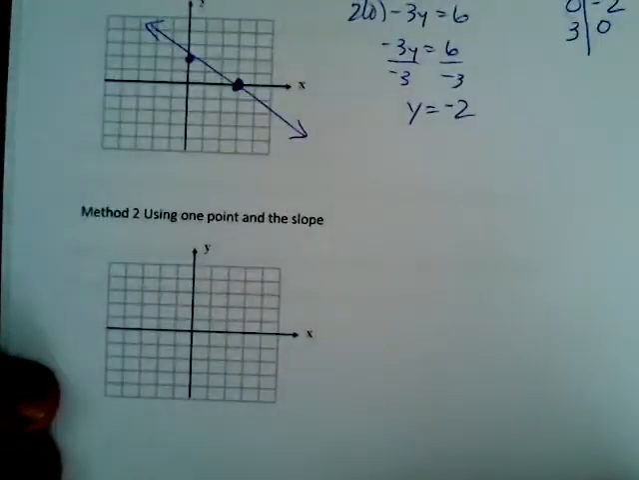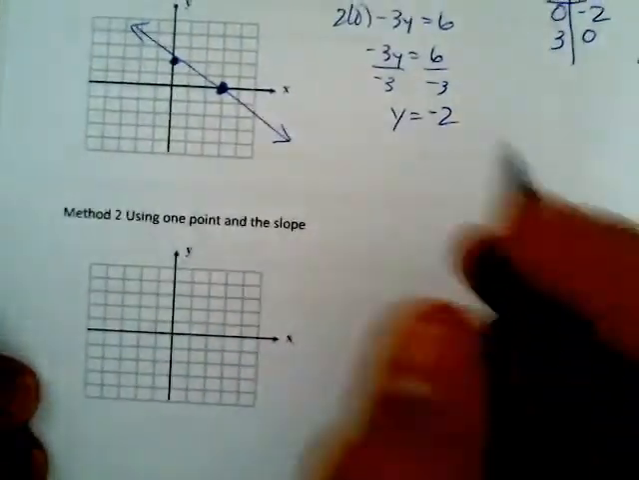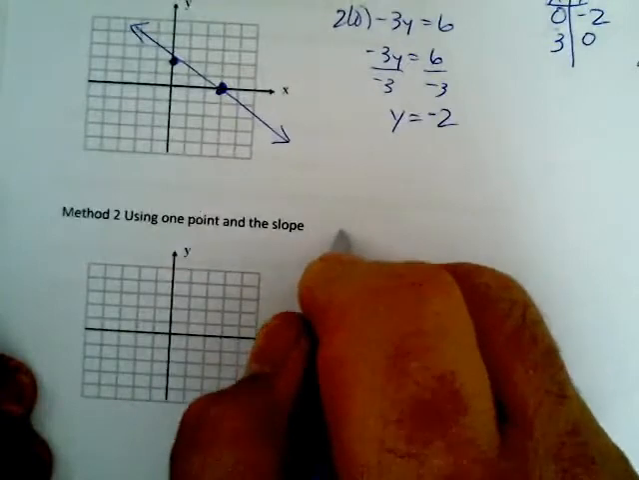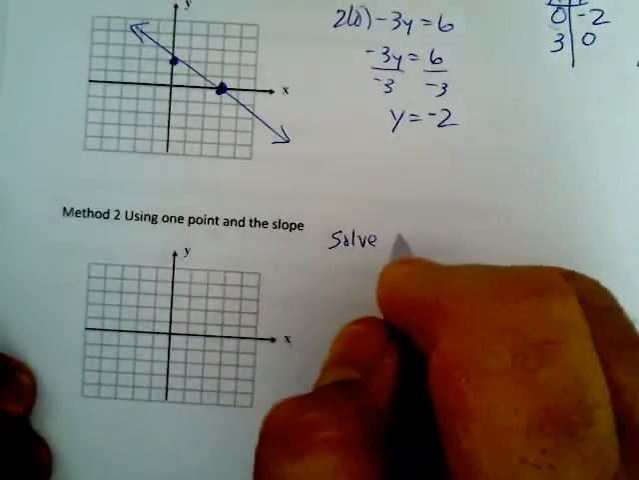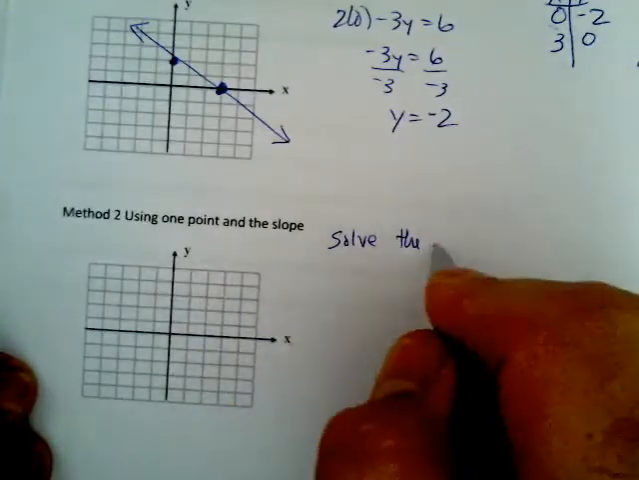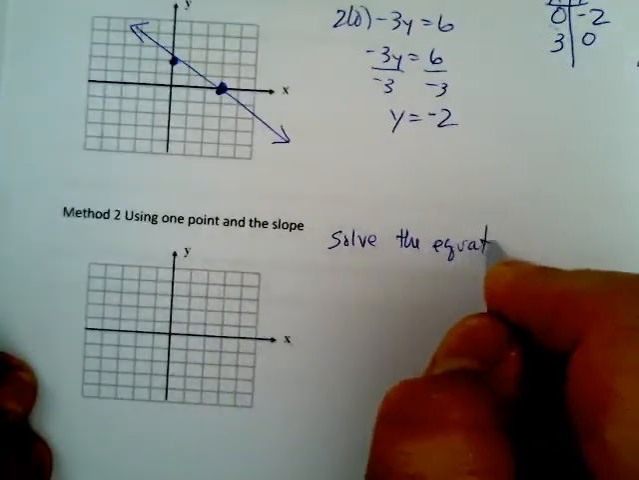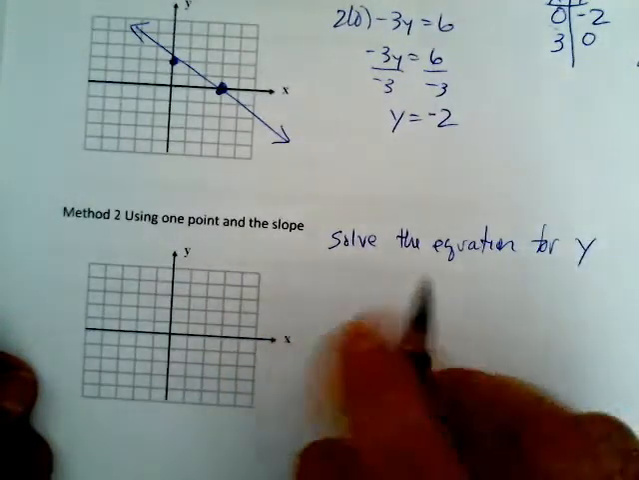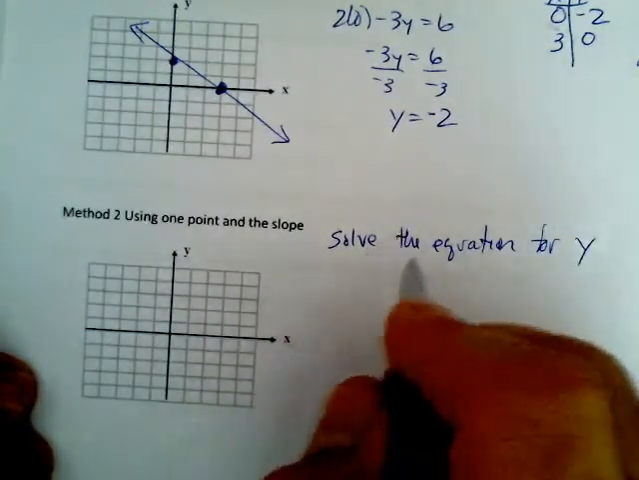All right, let's look at the second method on how we can graph. Here is using 1 point and the slope. So in order to use this method, we must put the equation in slope-intercept form. So that means we need to solve the equation for y, not the y-intercept. Solve the equation for y.